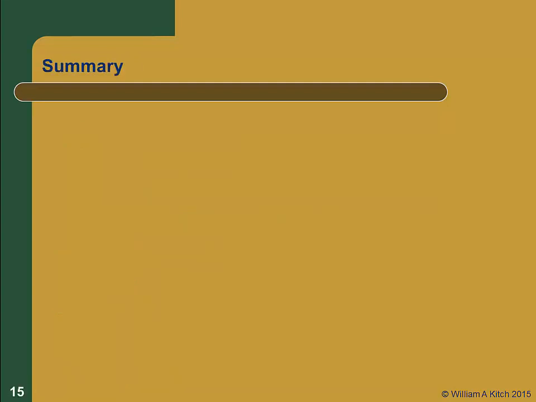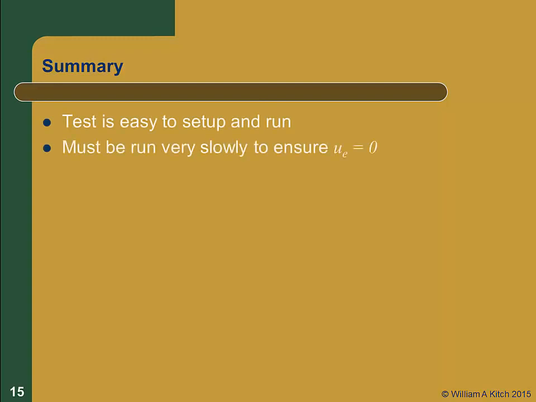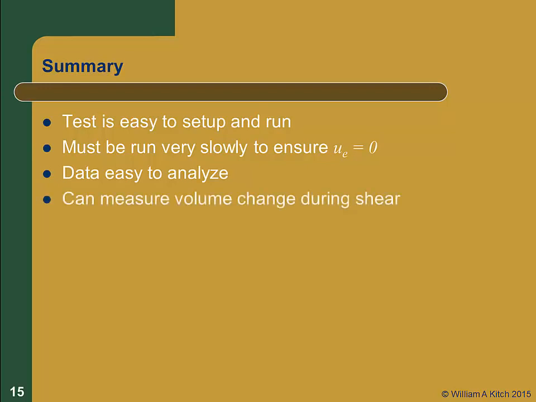In summary, the direct shear test has the following characteristics. The test is easy to set up and run. For clay soils, the test must be run very slowly, sometimes taking over a day to reach failure. The data is relatively easy to analyze. We can measure the volume change during shear to determine if the soil is dilating or contracting.